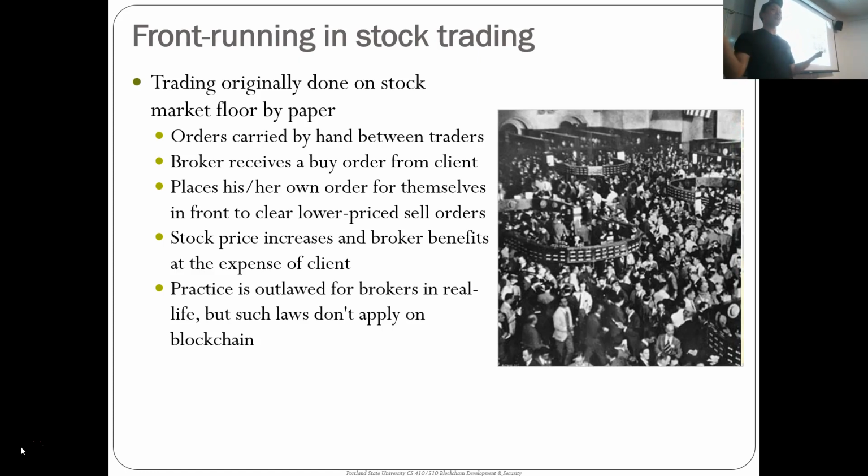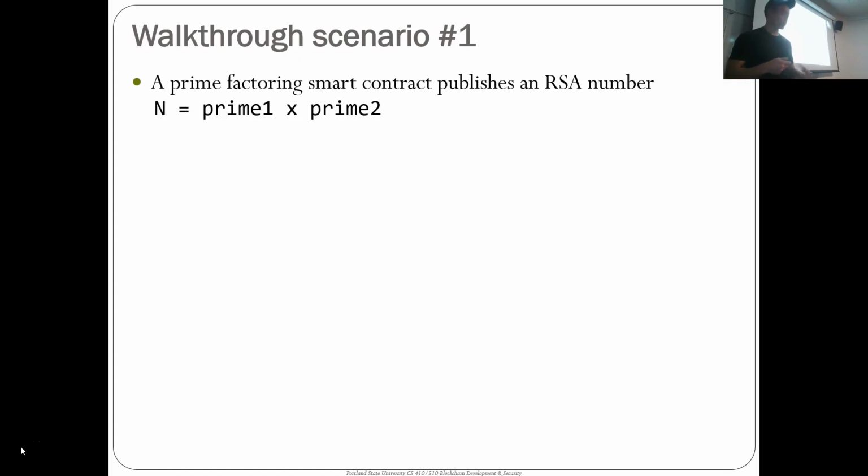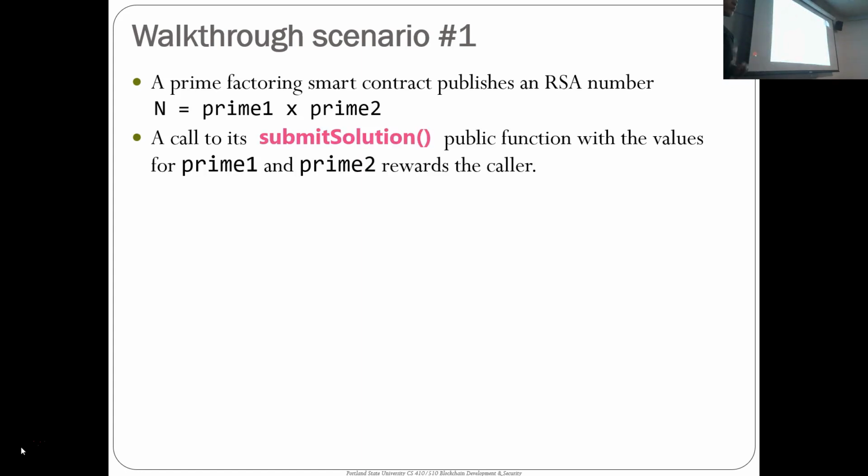But we have the blockchain, and there's no laws on the blockchain. So heck, I might as well go ahead and do this because, hey, it's all anonymous and nobody knows any better. Here's one scenario of this happening. I have a prime factoring smart contract. I have an RSA number I want to break very badly. And so, here's N, prime 1 and prime 2. I know the composite public key. And so I want someone to create a solution to this prime factoring problem.